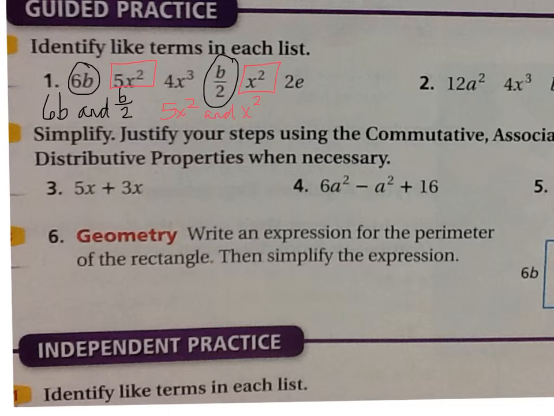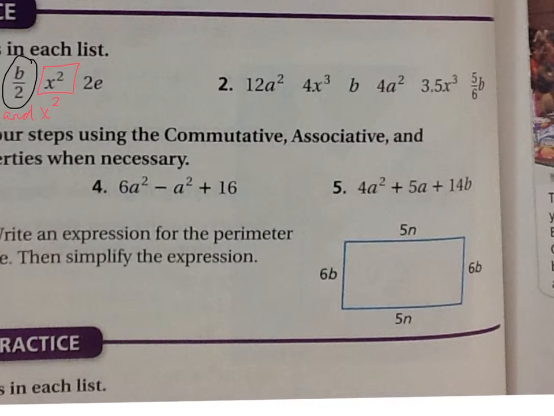Okay. Let's look at the next one, number 2. We have 12a squared, 4x to the third power, b, 4a squared, 3.5x to the third power, and 5/6 b. Start with the first thing, a squared. Are there any other a squareds? Yes. We have 12a squared and we have 4a squared. So we would say 12a squared and 4a squared can go together.